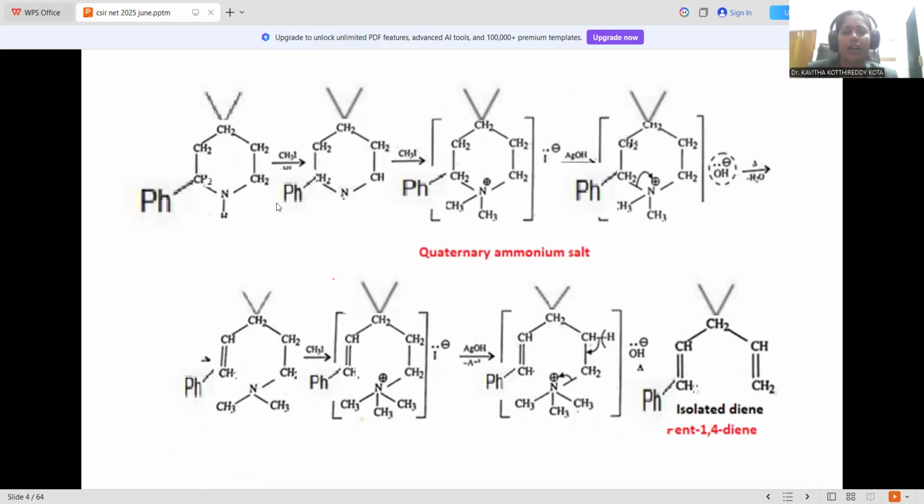If we take the starting material, we are going with compound number 1, whichever is provided in option A. Here you can find a piperidine ring with the phenyl at position number 2 and the 2 methyls located at position number 4. That is supposed to be treated with methyl iodide. Hofmann exhaustive methylation is carried out with the alkyl iodide. Methyl iodide is added there, so that N-methylation takes place.